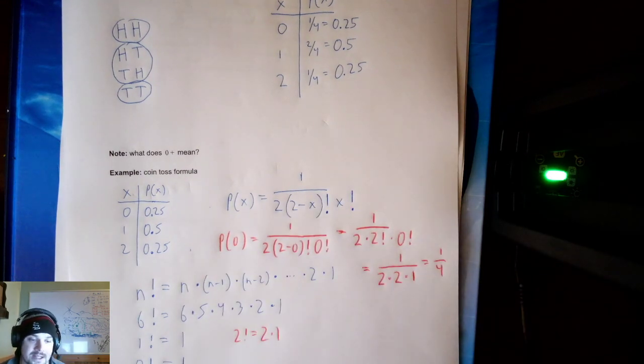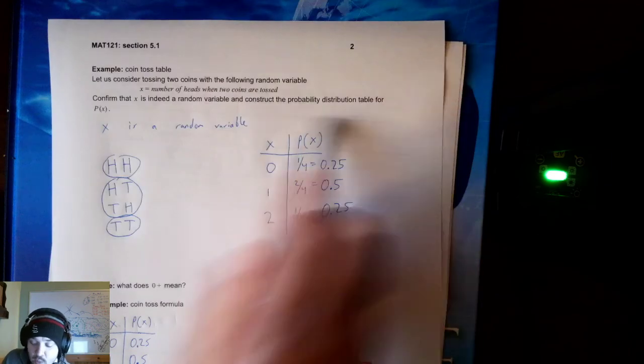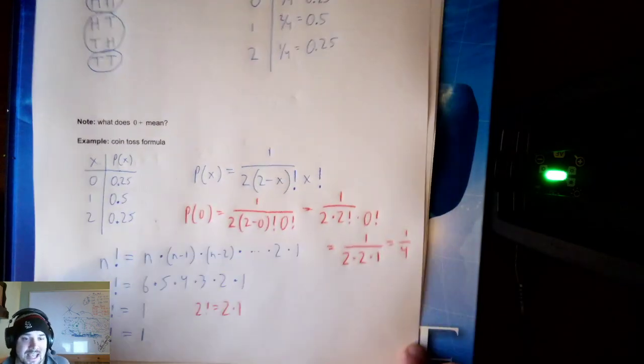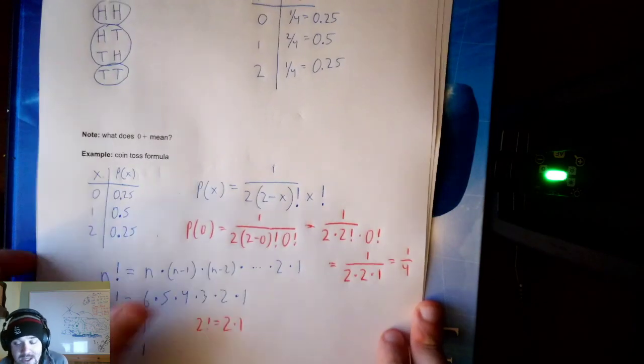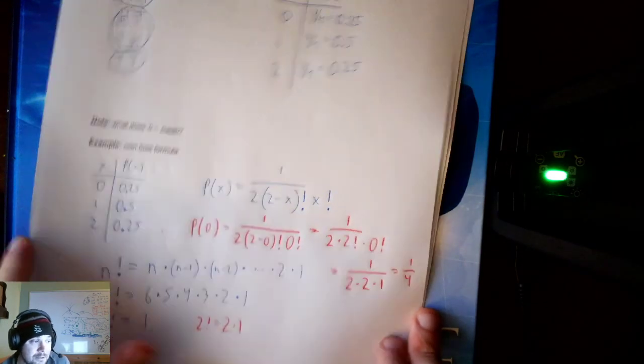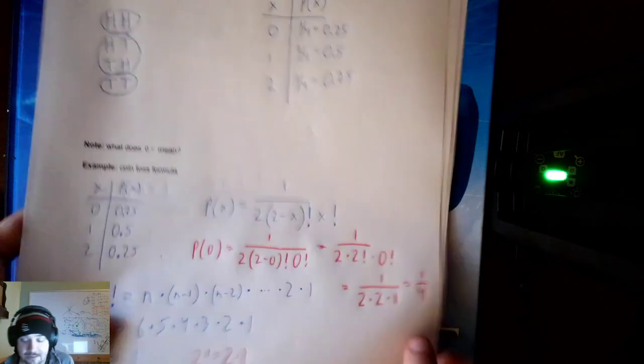And we're not going to focus on that. That's not the important thing from this chapter. The important thing isn't how to come up with these formulas. The important thing is understanding what probability distributions are. Understanding that you can write tables, formulas, and graphs. We won't really look at graphs in this chapter because we'll be looking at those in chapter 6.